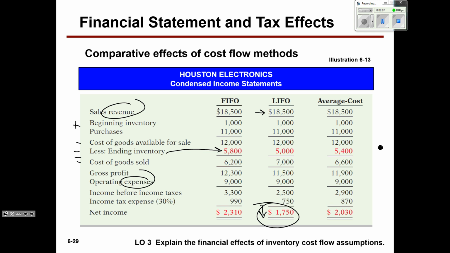FIFO would be, of course, the highest because we are selling our cheap, selling at cheap costs. So we're looking like we're making more money, whereas here we are selling at more expensive costs, driving our net income down. And then, of course, average is always going to be in the middle. You see that from an analytics standpoint?